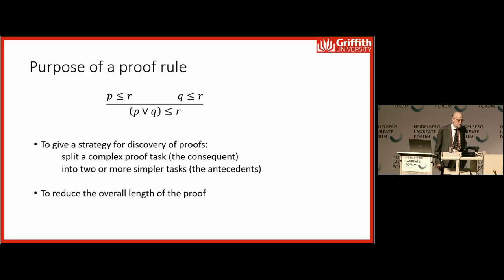Now, the purpose of the proof rule is to give you a strategy for constructing proofs. And that is, I think, very important also for a strategy of constructing programs. They're based on proof rules, as we'll see later, I hope.